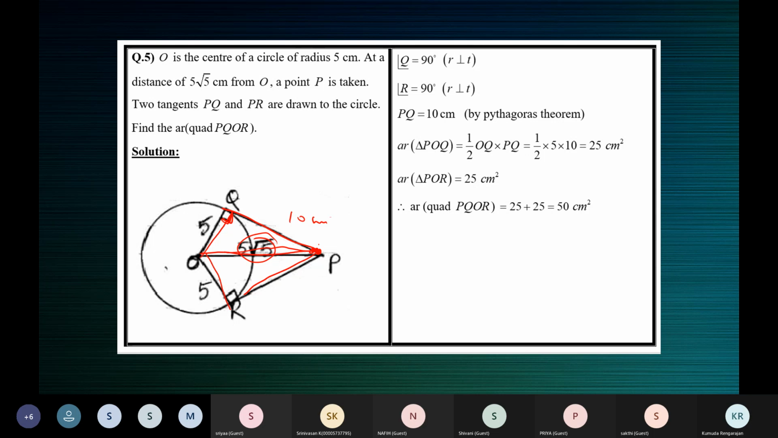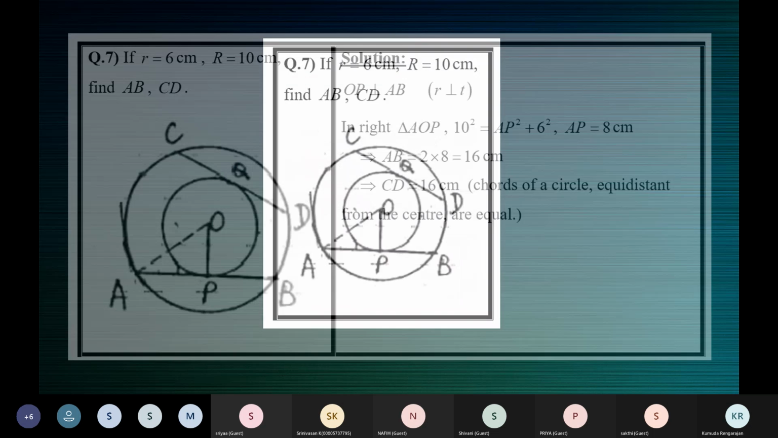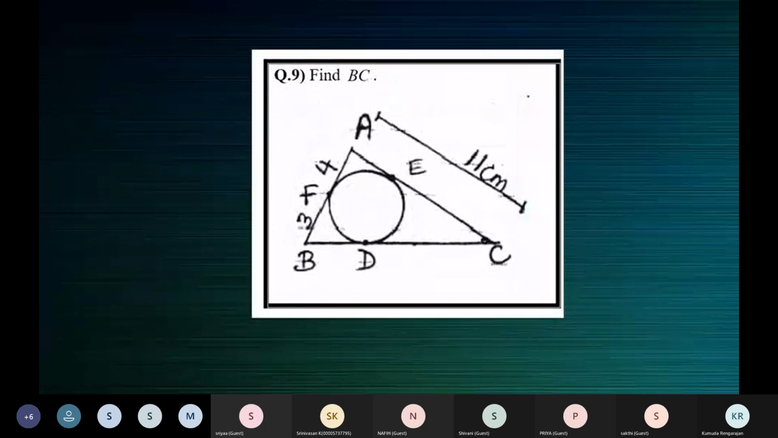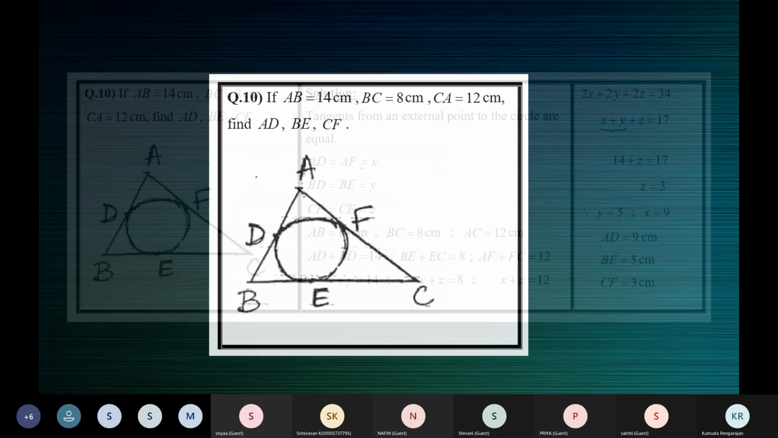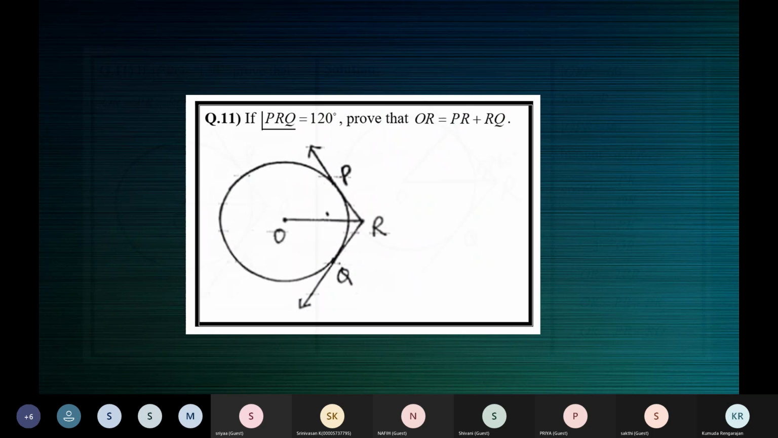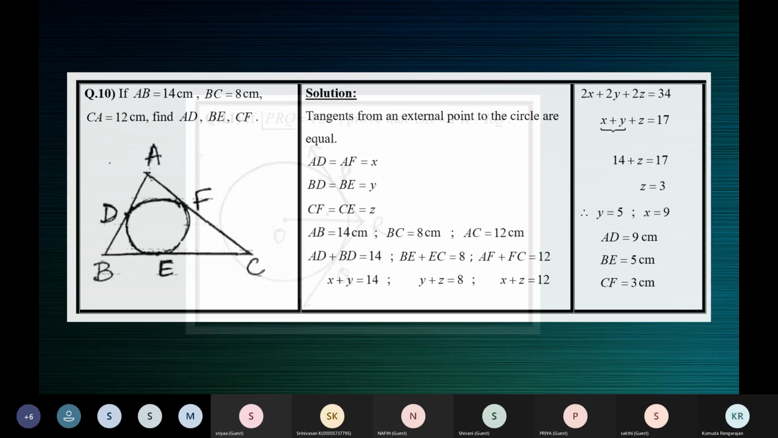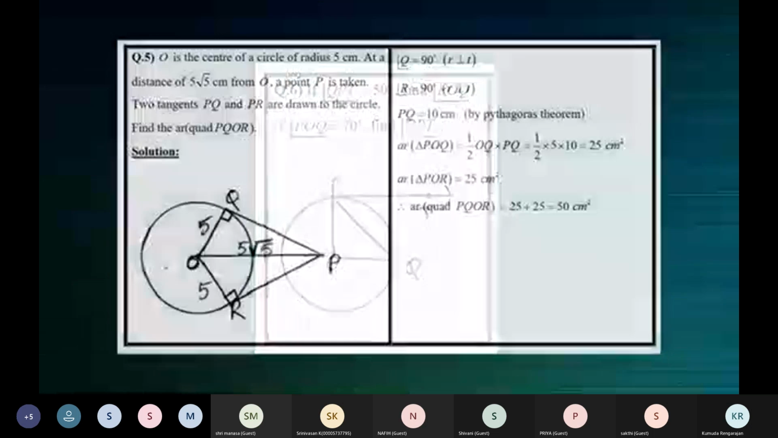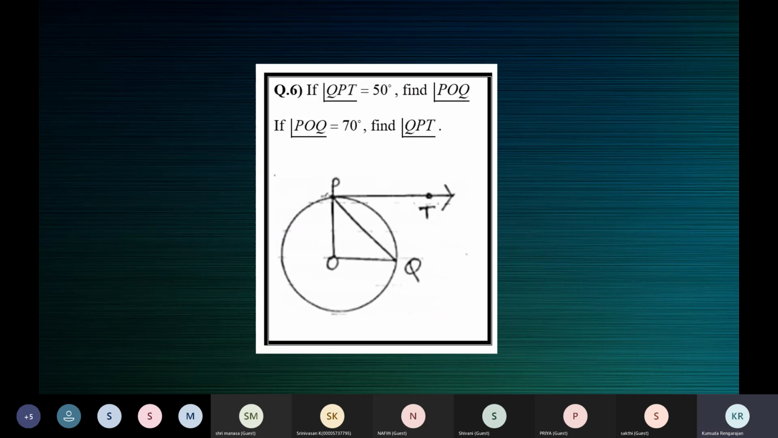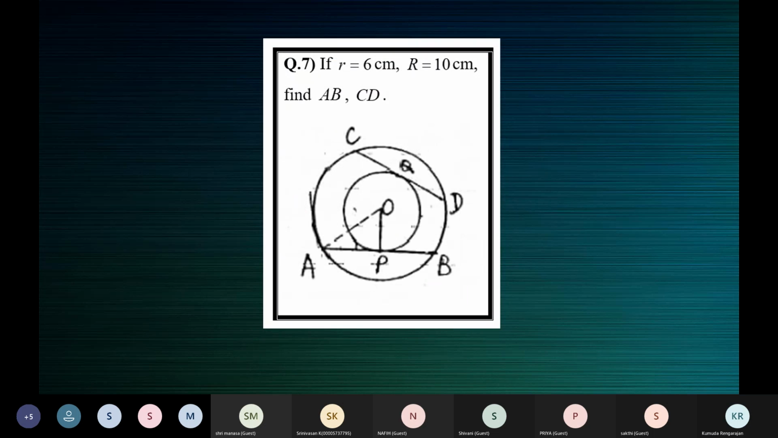Is it understood, children? Yes, ma'am. Okay. Try this one, children. Draw the figure.